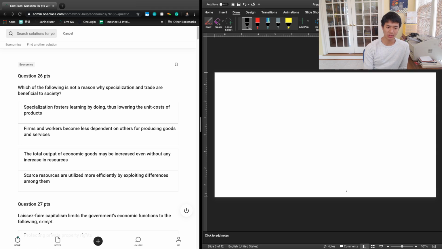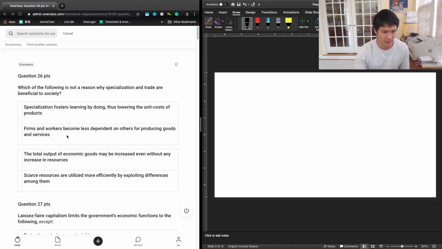And finally, scarce resources are utilized more efficiently by exploiting differences among them. And again, because you're specializing and allowing those trades to happen, you're going to have the differences between resources being more advantageous to specific types of production. For example, if you're producing cars, you're going to use more of the steel rather than the types of products like grain that require other types of resources like land or water, right? And so that is one other benefit of trade to society.